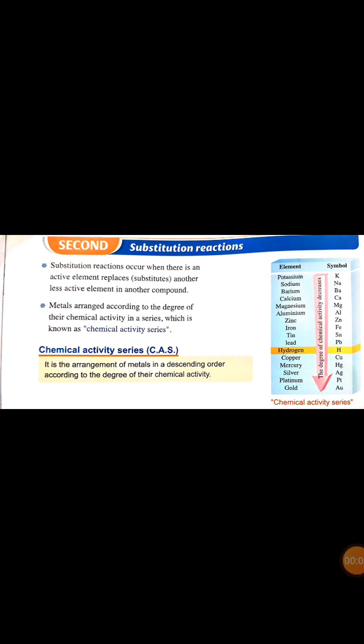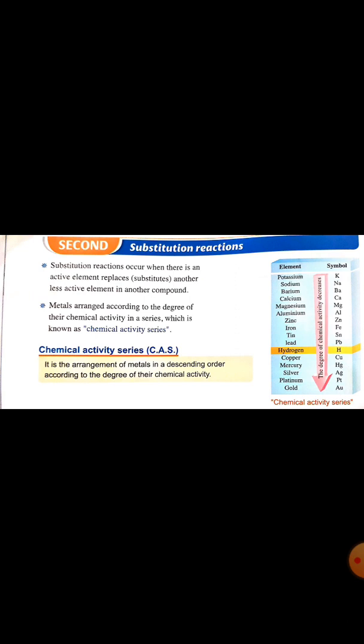The second type of reactions. So number 1, thermal decomposition reactions. Number 2, substitution reactions. Here, from the name, substitution, we have a metal or an element that replaces another. But this is according to the chemical activity series.